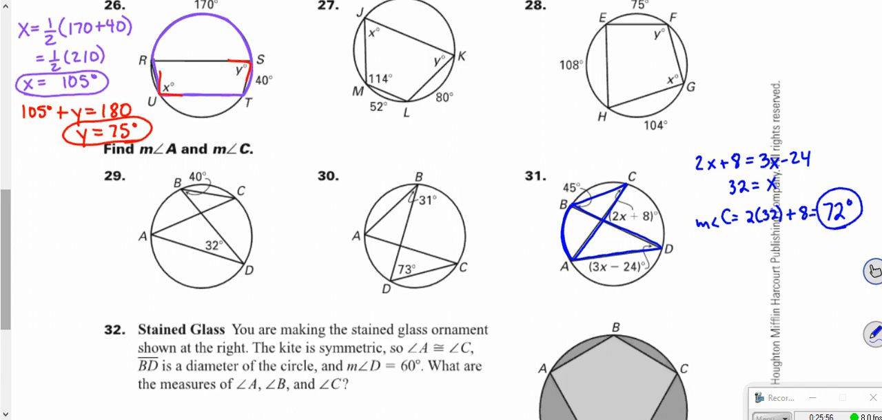That's C. Now, how do I get angle A? Well, this right here is 45 degrees. So this angle is going to have to be congruent to this angle because they intercept the same arc. So the measure of angle A is also 45 degrees. I hope that's helpful. That concludes section 10.4, using inscribed angles and polygons.